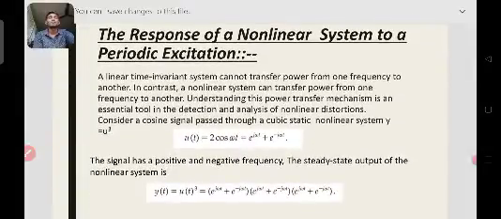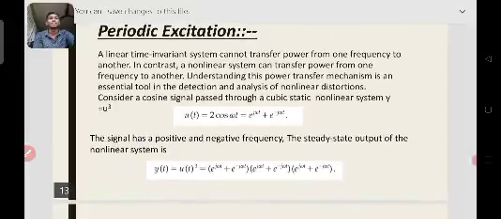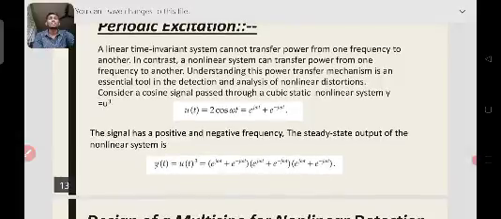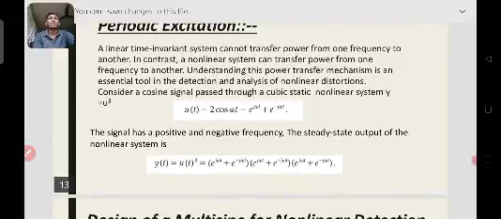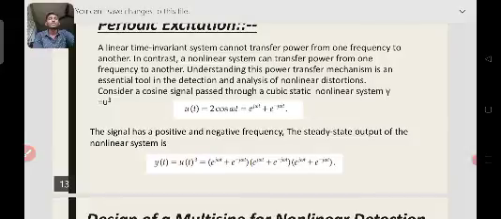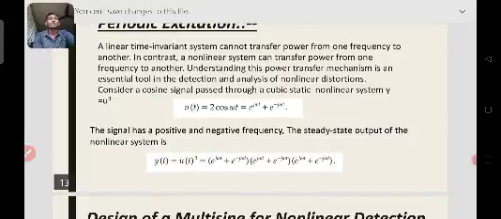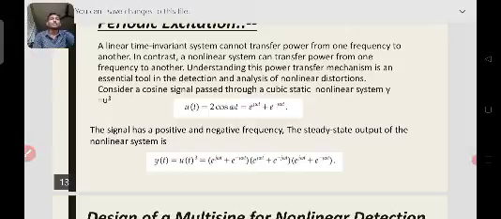Coming to the response of a nonlinear system to a periodic excitation. A linear time invariant system cannot transfer power from one frequency to another. In contrast, a nonlinear system can transfer power from one frequency to another. Understanding this power transfer mechanism is an essential tool in the detection and analysis of nonlinear distortion.